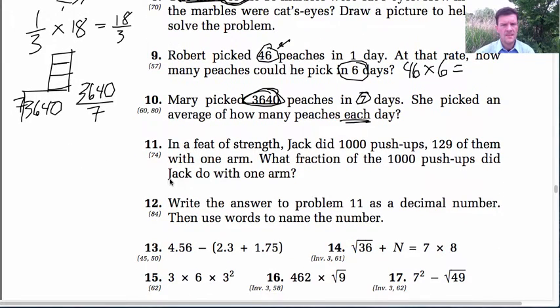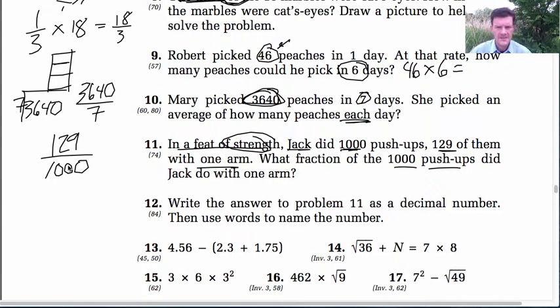Alright. In a feat of strength, Jack did 1,000 push-ups. My goodness. 129 of them with one arm. That's incredible. What fraction of the 1,000 push-ups did Jack do with one arm? So you are going to write 129 one-arm push-ups over the total push-ups, which is 1,000. Okay? And then eventually we will be trying to reduce and simplify that fraction.